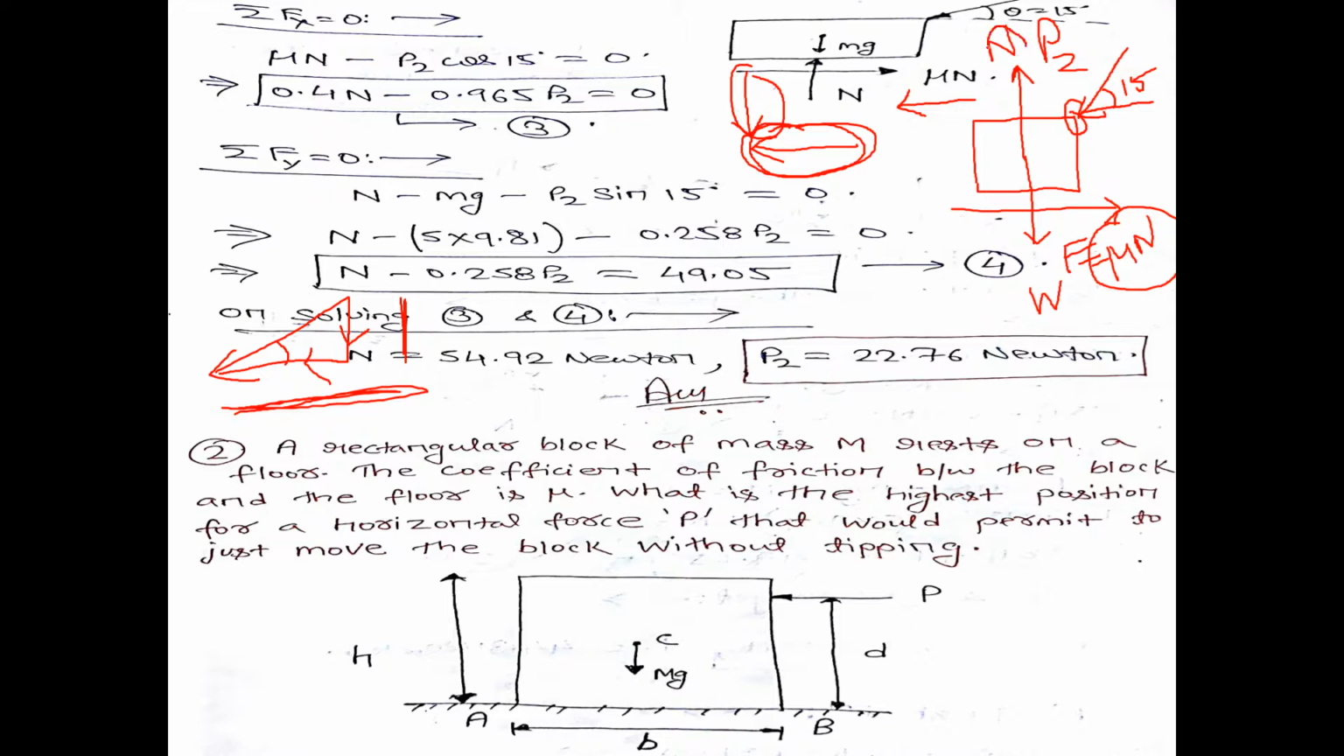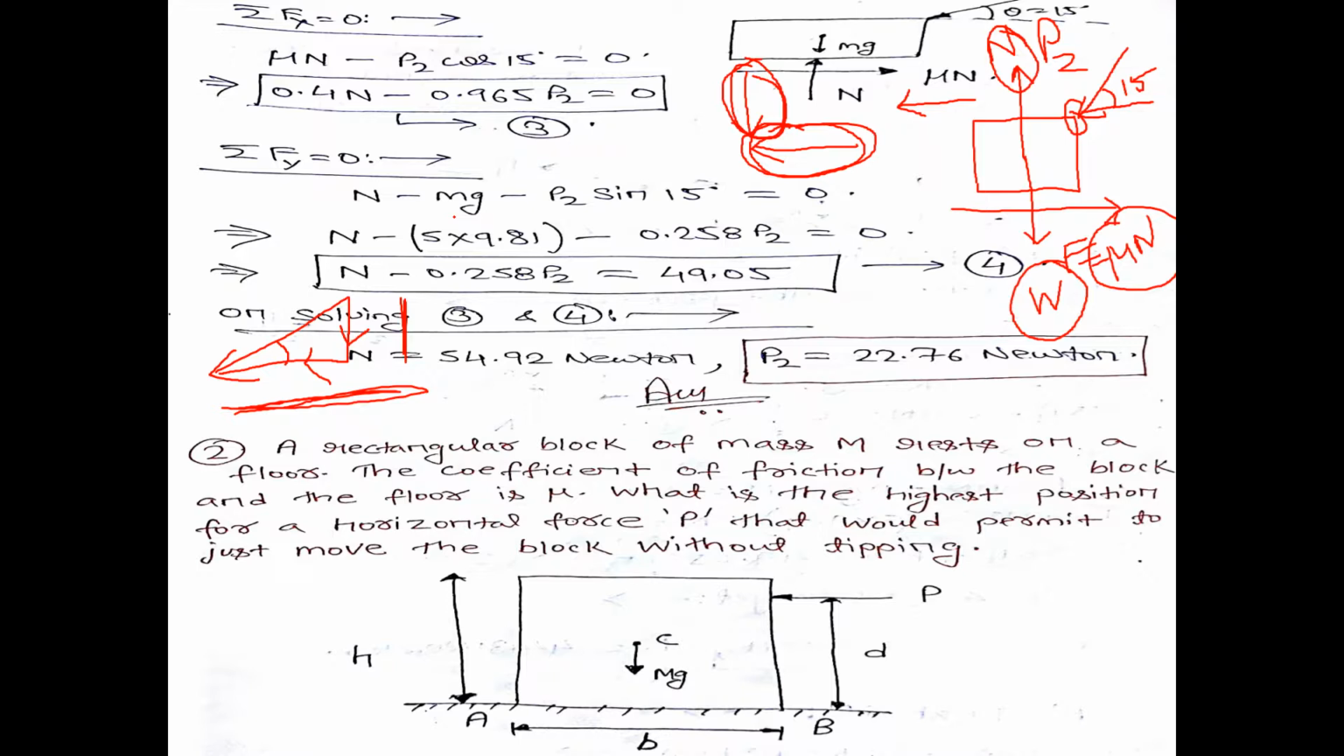I can write N minus capital W, which is equal to mg, minus P2 sin 15, plus N minus mg minus P2 sin 15 equal to 0. M given in the problem is 5 kg, so 5 into 9.81. The value of sin 15 is 0.258. If you substitute all these things in the equation, you will get equation number 4, that is capital N minus 0.258 times P2 equal to 49.05.